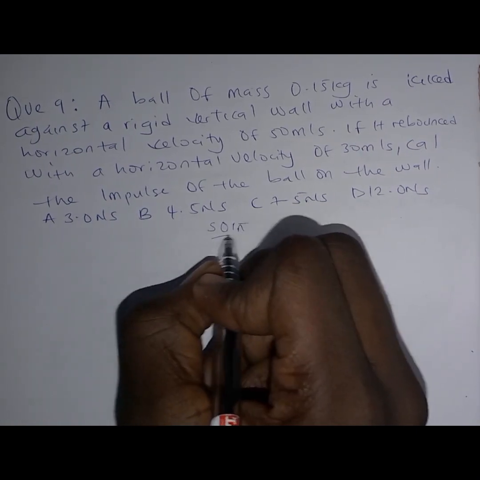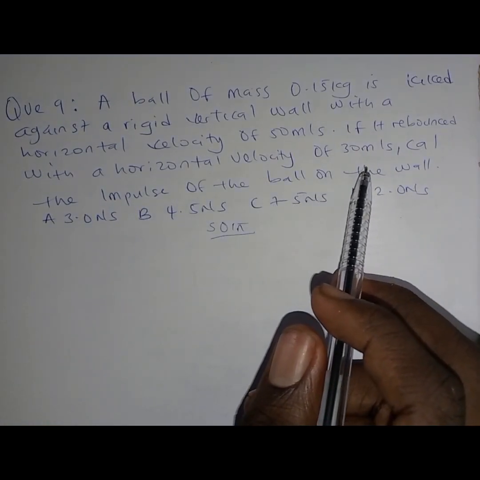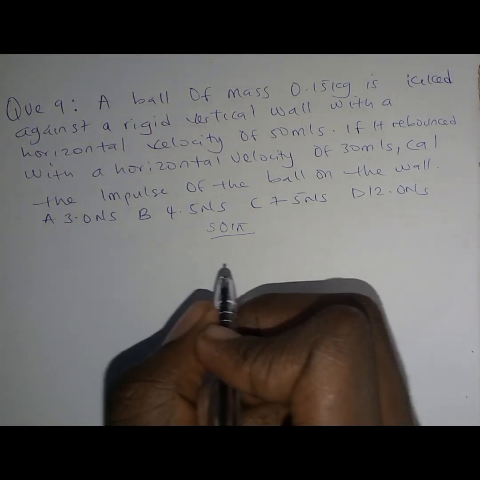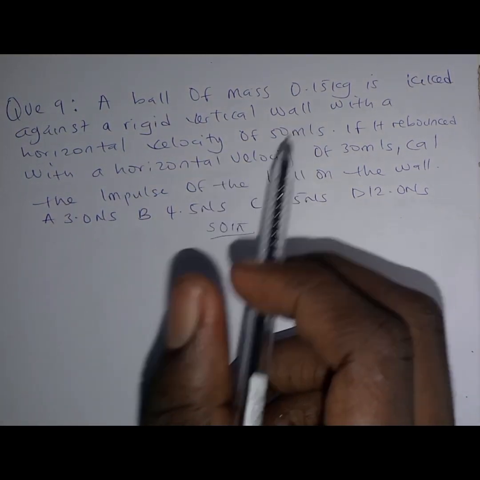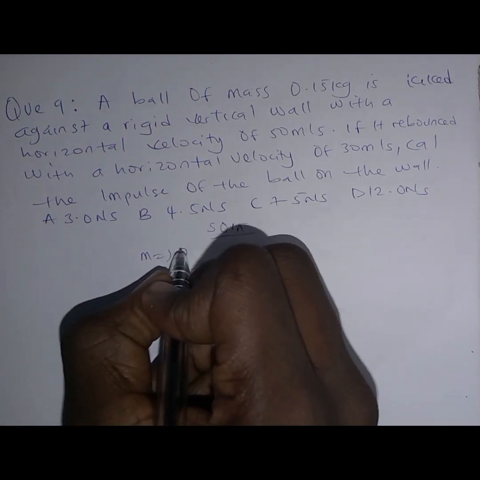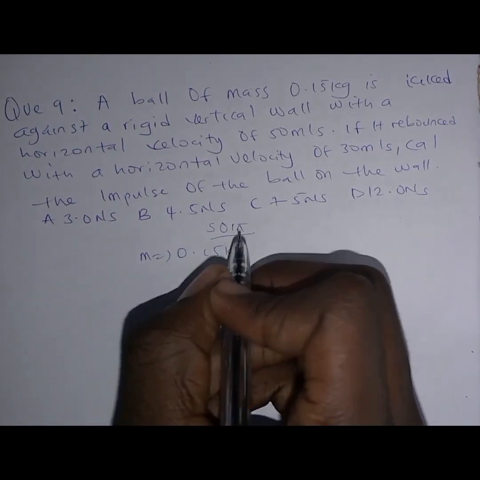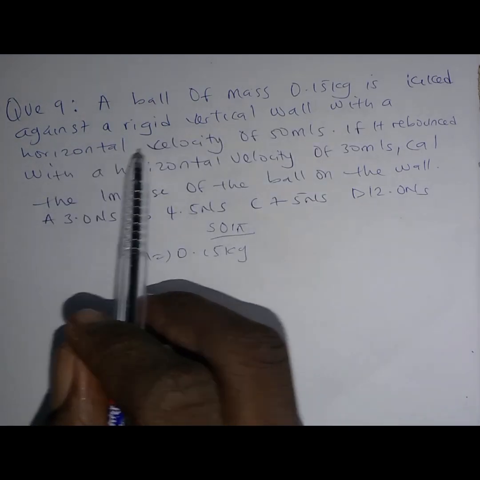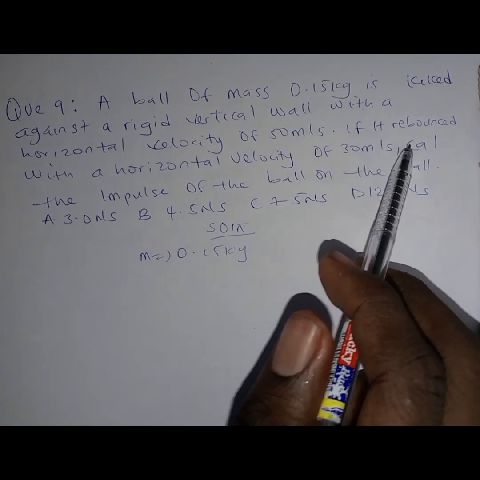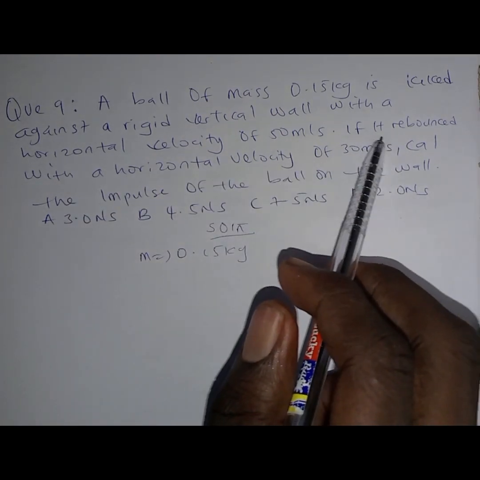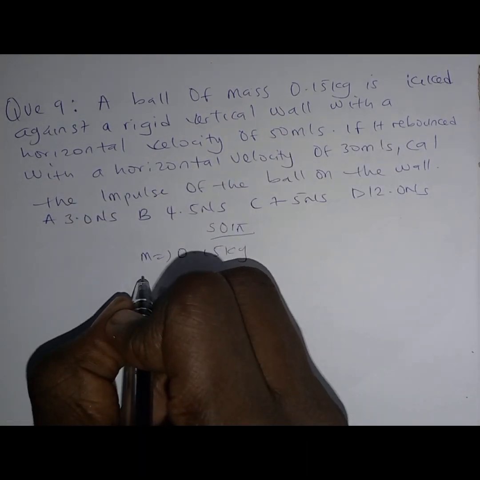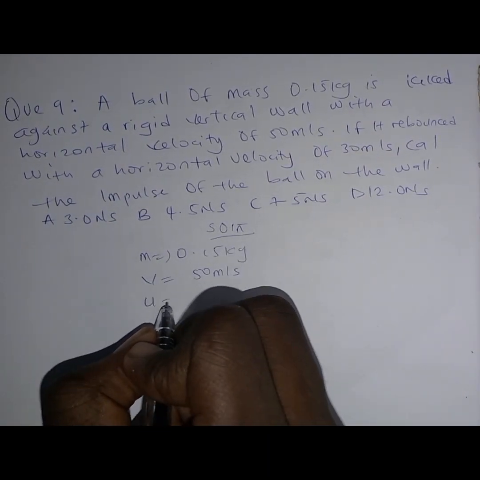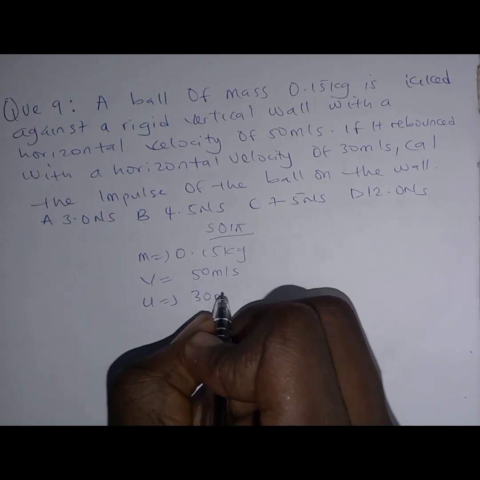Now before solving this question, what you are asked to look for is the impulse. And know that impulse is the same thing with change in what? Momentum. So therefore, let me write the parameters out. Mass 0.15 kg, kicked against a rigid vertical wall with a horizontal velocity of 30 meters per second. If it rebounds with a horizontal velocity of 50 meters per second, so therefore my velocity v is 50 meters per second, and my initial velocity u is 30 meters per second.